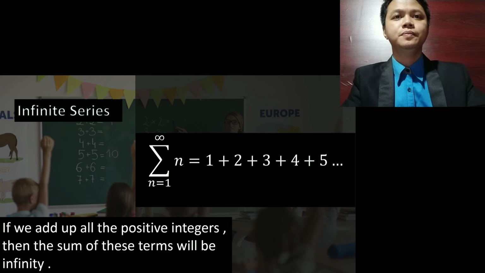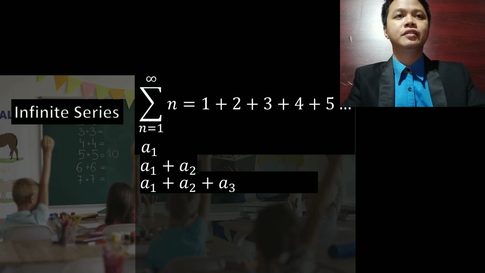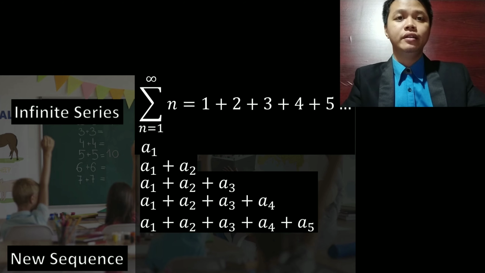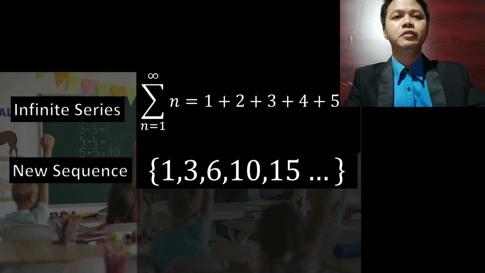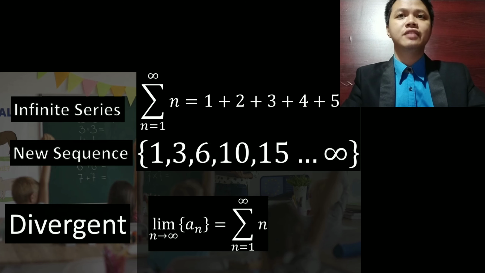Now, first, the first term. Second, we add the first two terms. Third, we add the first three terms, and so on. Then it will give us a new sequence having 1, the next term is 3, the next term is 6, 10, 15, and so on. If we try to find the limit of this new sequence, as we can see, it is approaching infinity, therefore it is divergent.